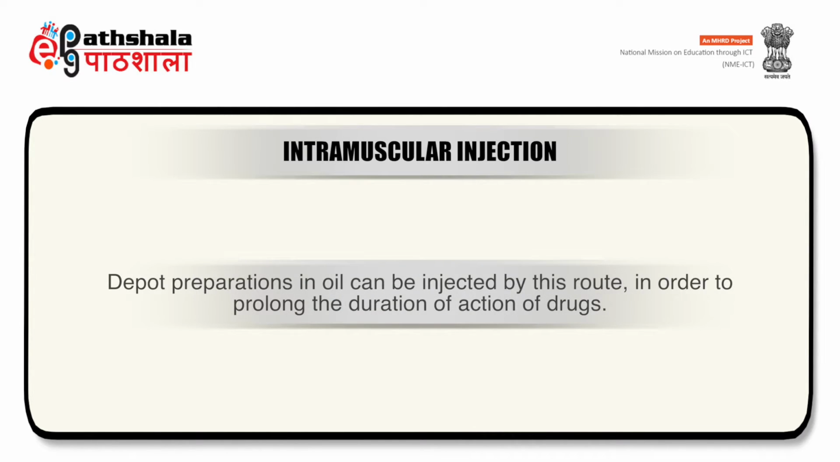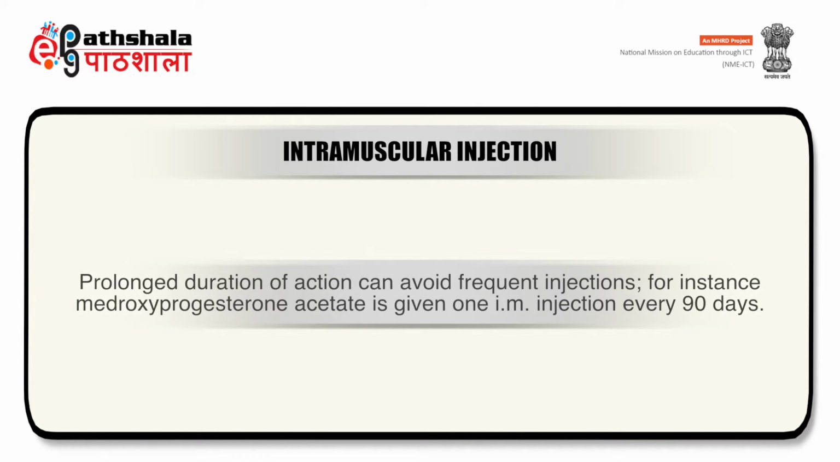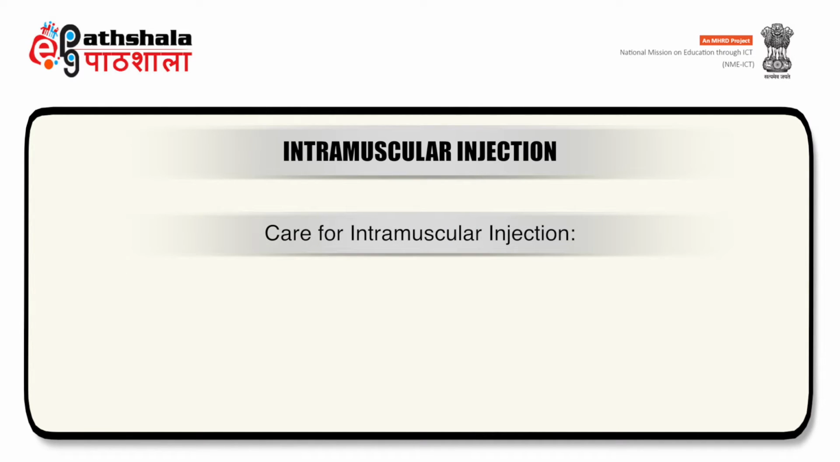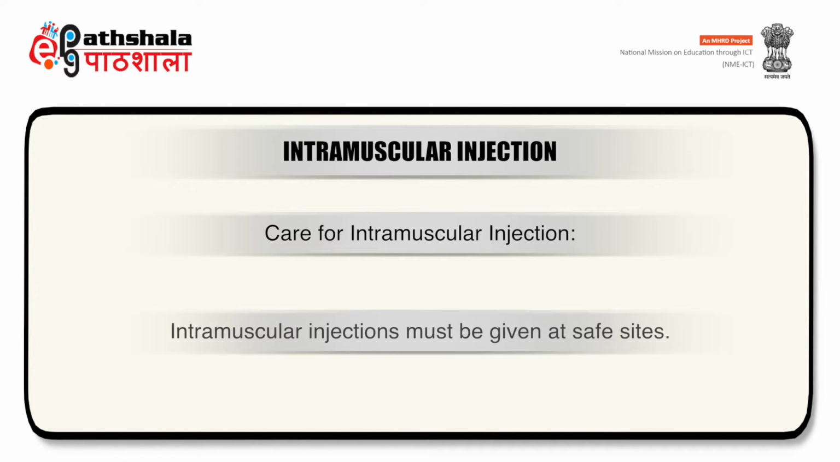Depot preparations in oil can be injected by this route in order to prolong the duration of action of the drug. Prolonged duration of action can avoid frequent injections. For instance, medroxyprogesterone acetate is given one intramuscular injection every 90 days. Care is to be taken for intramuscular injection. For example, intramuscular injection must be given at safe site.